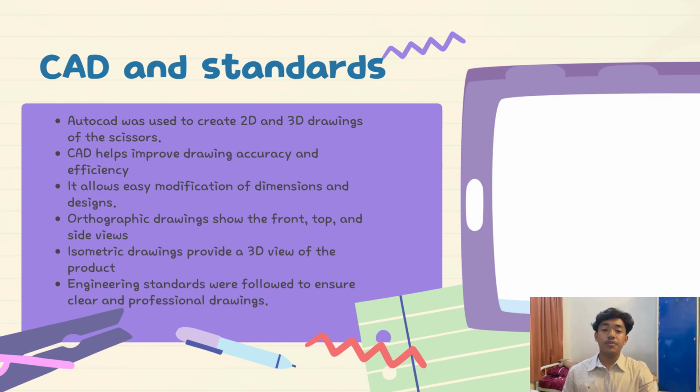So next, I'm going to talk about the CAD and standards. AutoCAD was used to create the 2D and 3D drawings of our scissors. So how does CAD help us? It helps us improve drawing accuracy and also efficiency. It allows easy modification of dimensions and design. Orthographic drawings show the front, top and also side views, while isometric drawings provide a 3D view of the product. Engineering standards were followed to ensure clear and professional drawings.